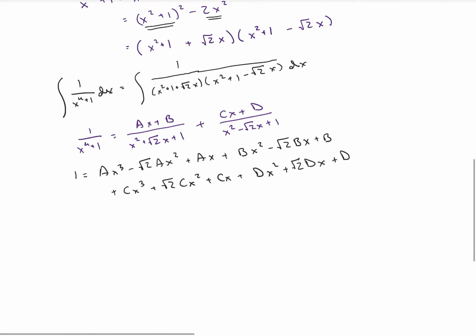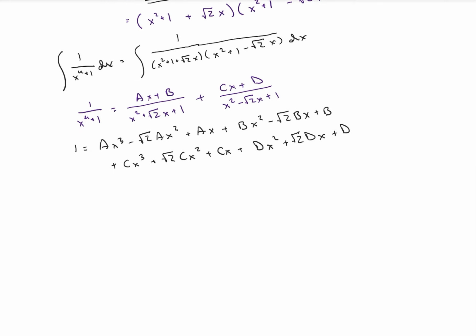So first, let's take a look at our x cubed terms. For our x cubed terms, we have 0 on the left side of the equal sign. And on the right side, we have a and we have c. So a plus c equals 0, which tells us that a is equal to negative c. Next, let's look at the constant terms. On the left, I have 1, and on the right, I have b plus d.